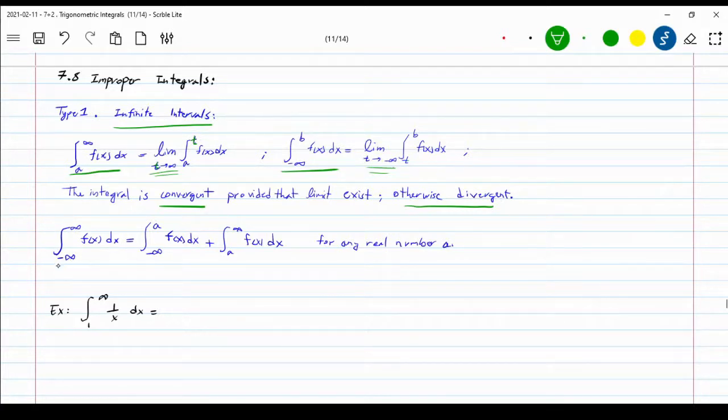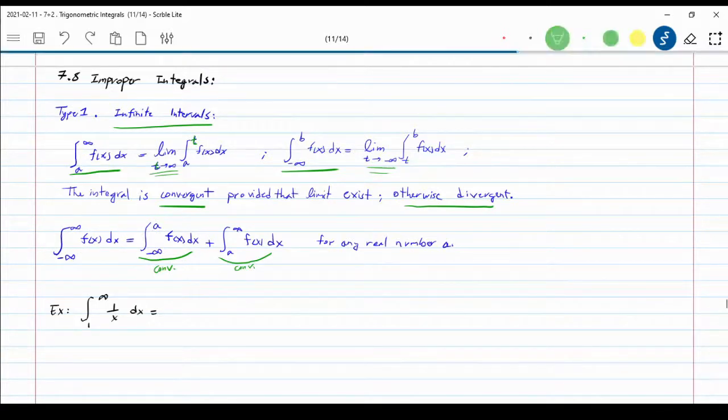And similarly, if you're dealing with negative infinity to infinity, that means all the real numbers, you can break it up into two parts: from negative infinity to some constant a, and from that constant a to infinity. You calculate each of these two separately. A could be any number. You could pick 0, 1, 2, whatever you want. So this a is just a number. Depending on how you pick the number, sometimes it becomes easier to deal with the integral. If both of these are convergent, then the sum would be convergent, which means the integral would be convergent. Otherwise, if one of these two integrals is divergent, then the integral is divergent.